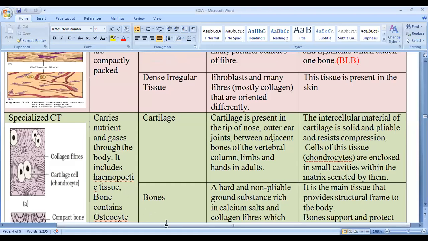Now, bones also have two different types. One is called the cartilage, and another is the bone. Okay. Cartilage means chondrocytes. The unit of the cartilage is known as the chondrocyte. And cartilage is present, you know very well, in the tip of the nose, the outer ear, that is the pinna, between adjacent bones like the vertebral disc in the vertebral column. In between they have the vertebral disc, which is also made up of cartilage, and in limbs as well as hands in adults. So these are made up of cartilage.